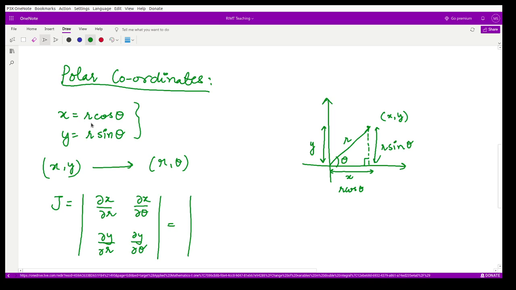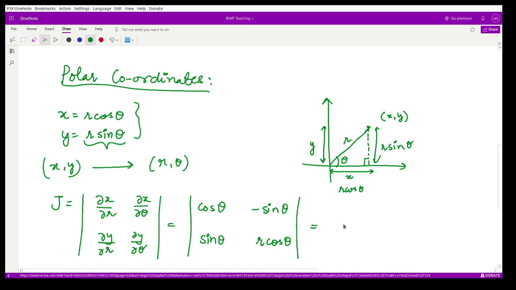The derivative of x partially with respect to r, keeping theta constant, would be cos theta, and it would be minus sin theta. And when you take the derivative of y partially with respect to r, so that means you will keep theta constant, this quantity would be sin theta, and this quantity would be r cos theta, with no negative sign, right? R would be as such, and then the derivative of sin theta would be cos theta.